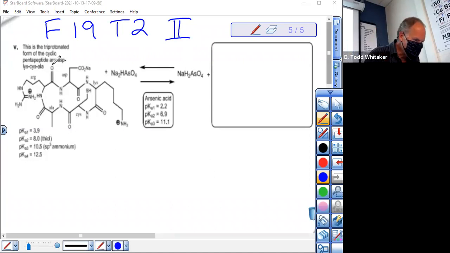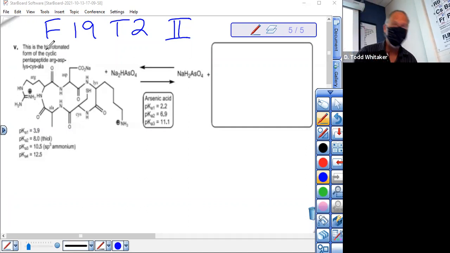We have a triprotonated form of a cyclic pentapeptide. Don't worry about all those words. It says arg, asp, lys, cis, and alla, with the arg being this group here, the asp being this here, lys, cis, alla. We have some clues, and we have 4 pKa's. So when it's fully protonated, it has 4 protons.